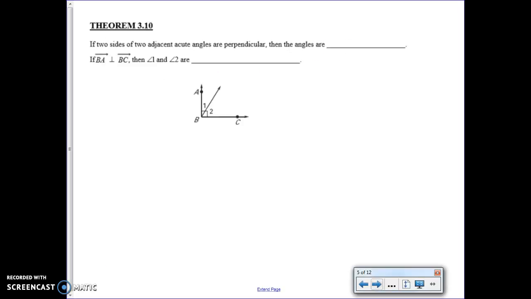Our next theorem says if two sides of two adjacent acute angles are perpendicular, then the angles are blank. So this says if we know that ray BA is perpendicular to ray BC, then angle 1 and angle 2 would have to form a right angle, and so our word for that is complementary. And we remember that complementary means adds up to 90 degrees. So angle 1 and angle 2 are complementary.